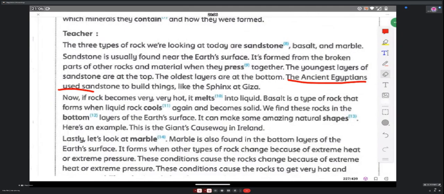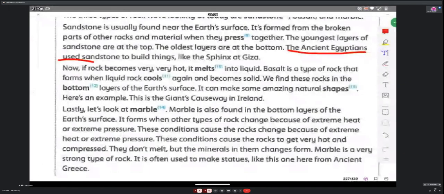Now, if rock becomes very hot, it melts into liquid. Basalt is a type of rock that forms when this liquid rock cools again and becomes solid. We find this rock in the bottom layer of the Earth's surface. It can make some amazing natural shapes. Here is an example. This is the Giant's Causeway in Ireland.